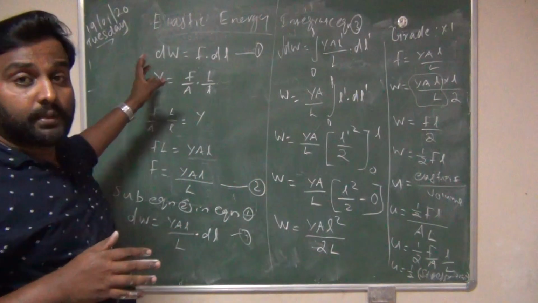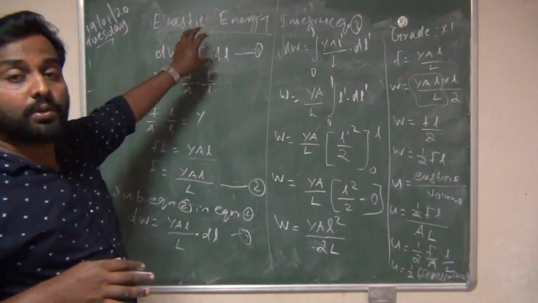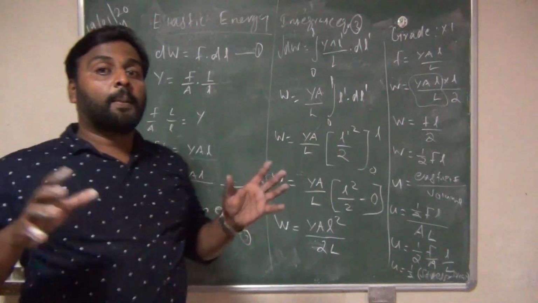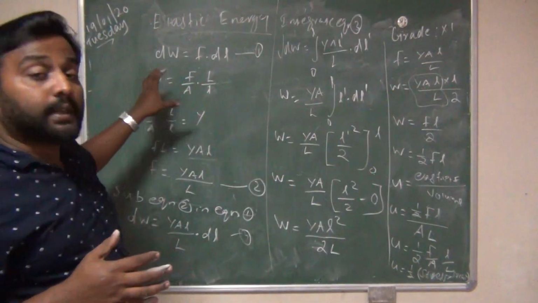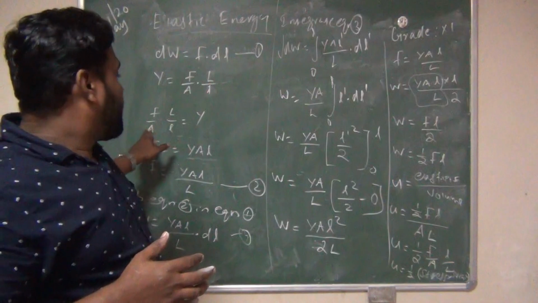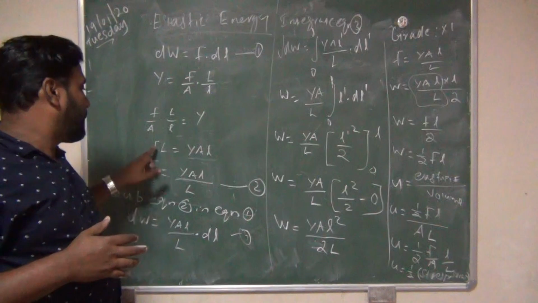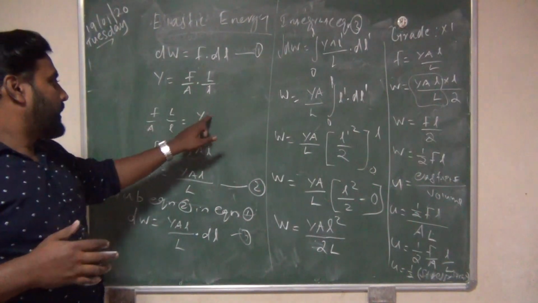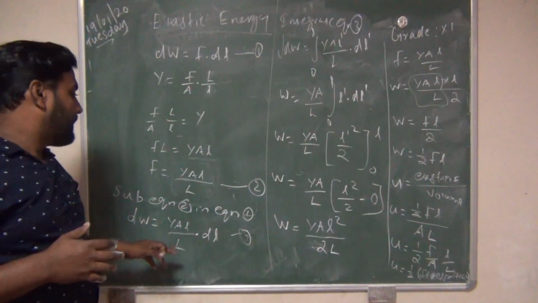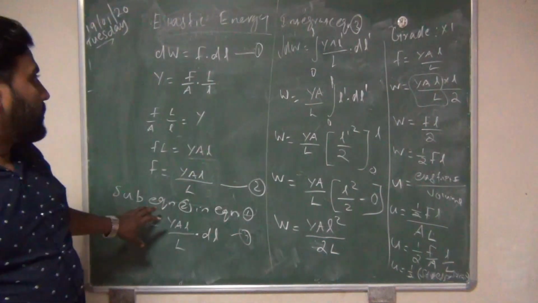So again you see we have to find out the work done. For that we are taking dW is equal to F dl, and we need to find out this F value. For that we are choosing the Young's modulus formula. We know that Y is equal to F by A into L by l, and from this formula we are finding the force. So F is equal to, this A will go here, l will go here, this L will come down, so Y A small l divided by capital L. Now we are substituting this equation 2 in equation 1. So what we will get?